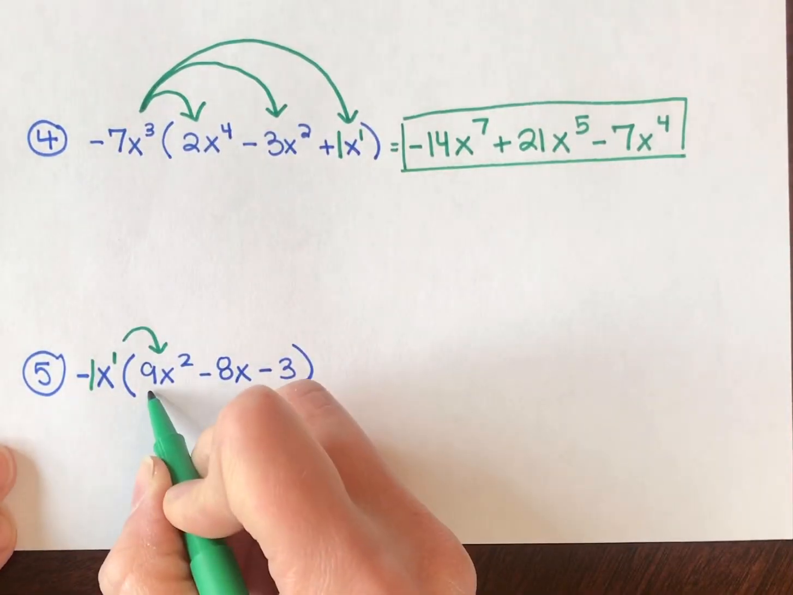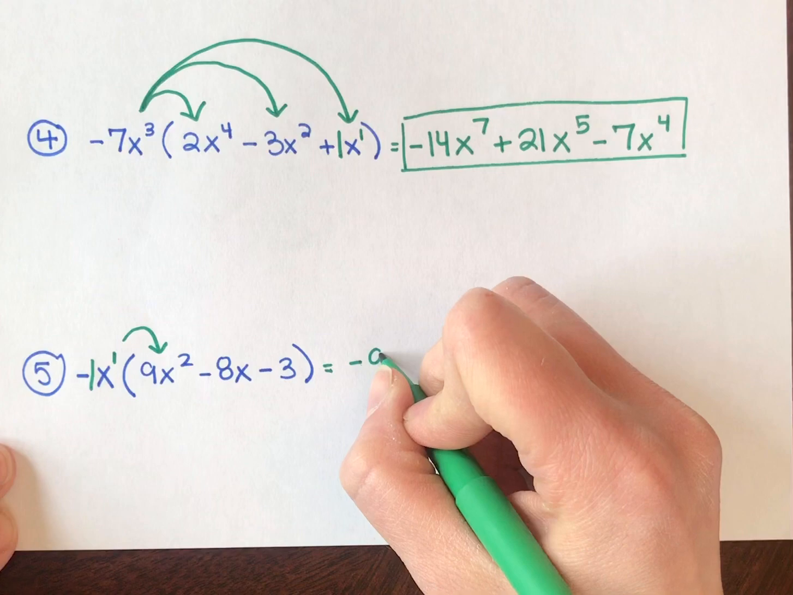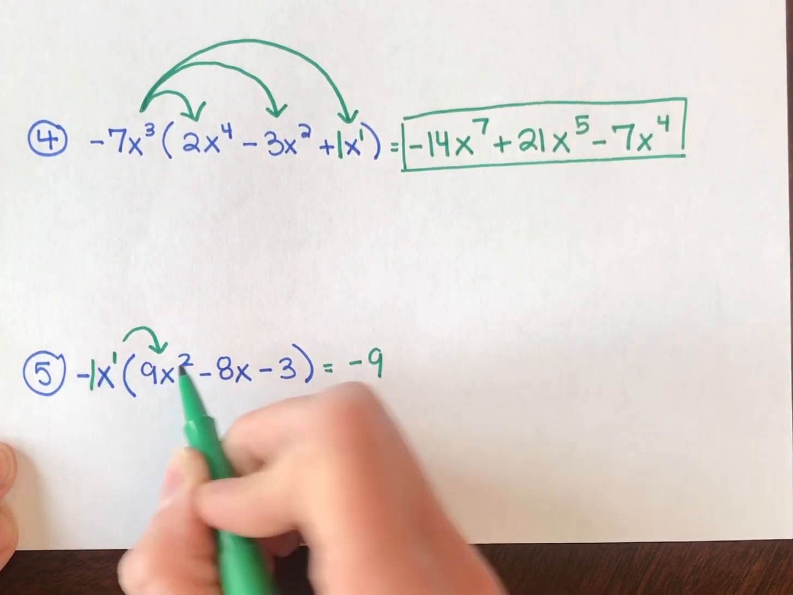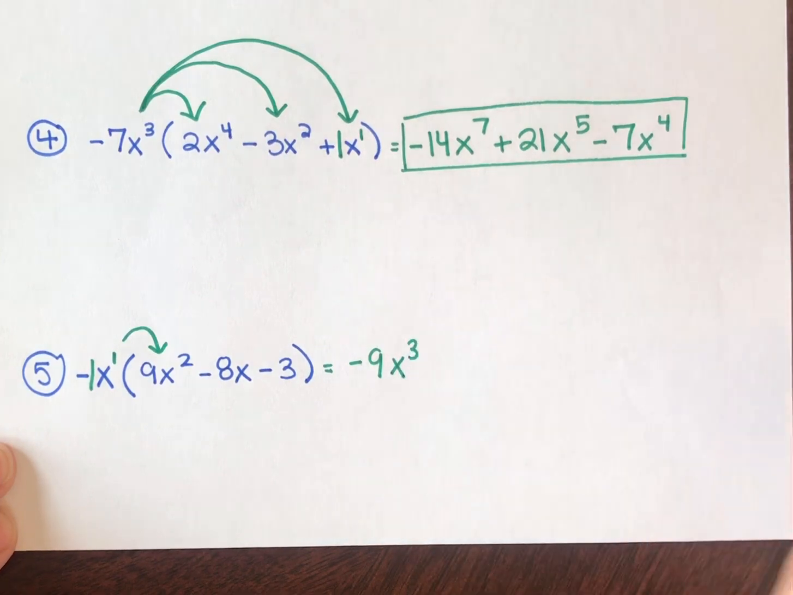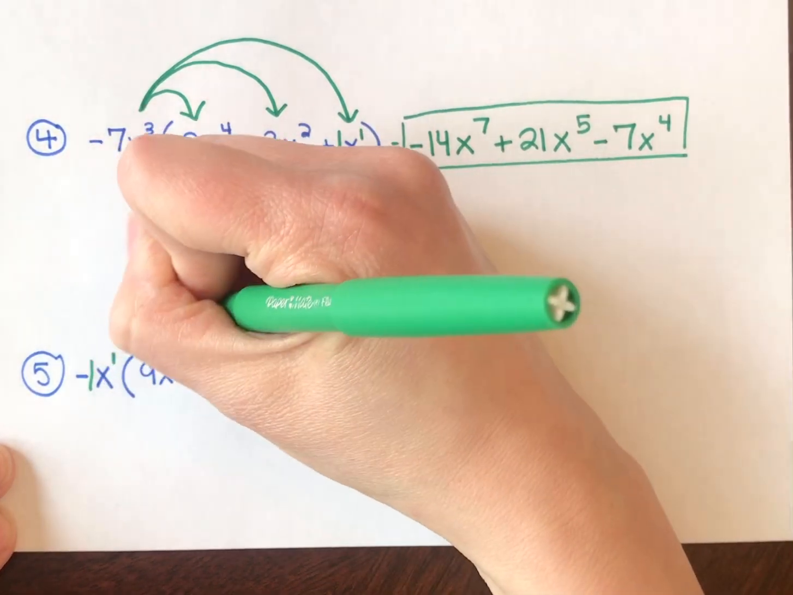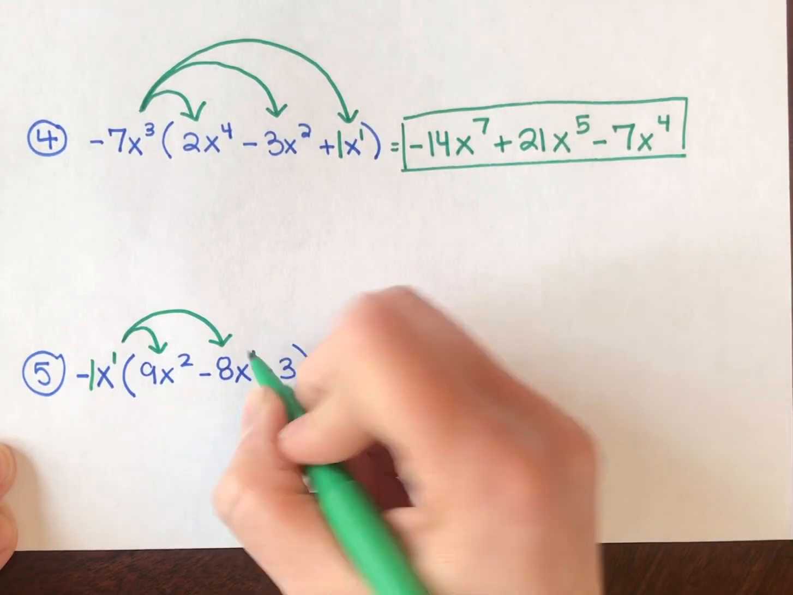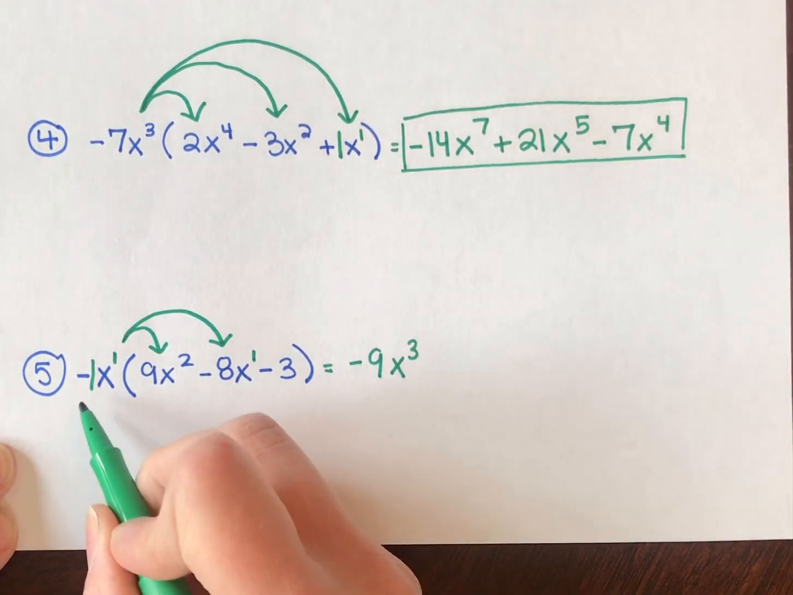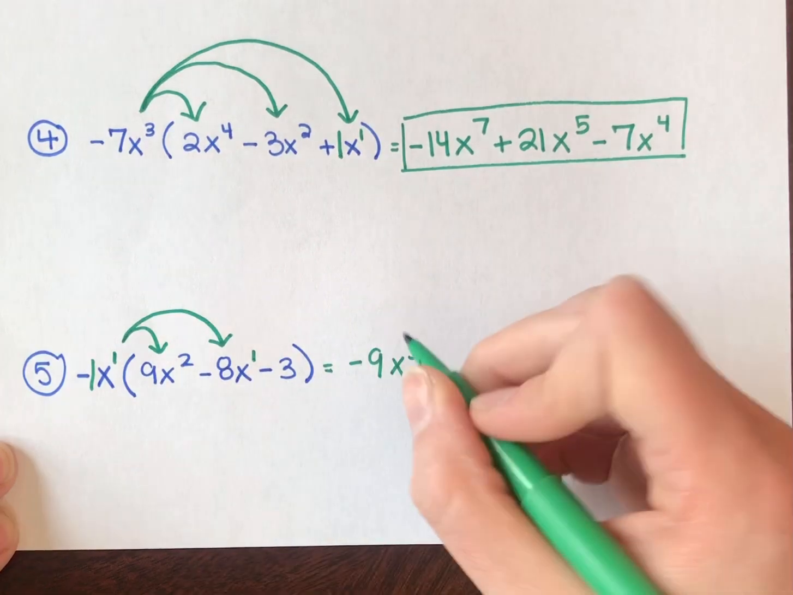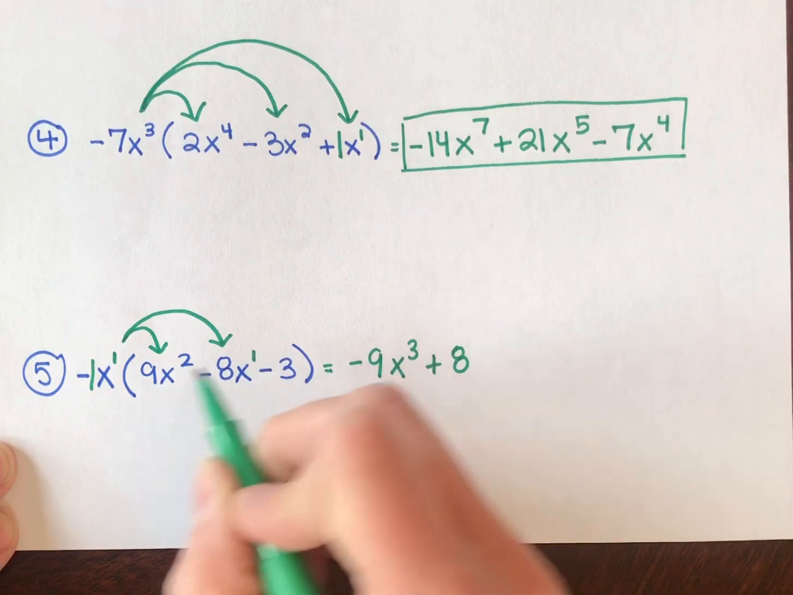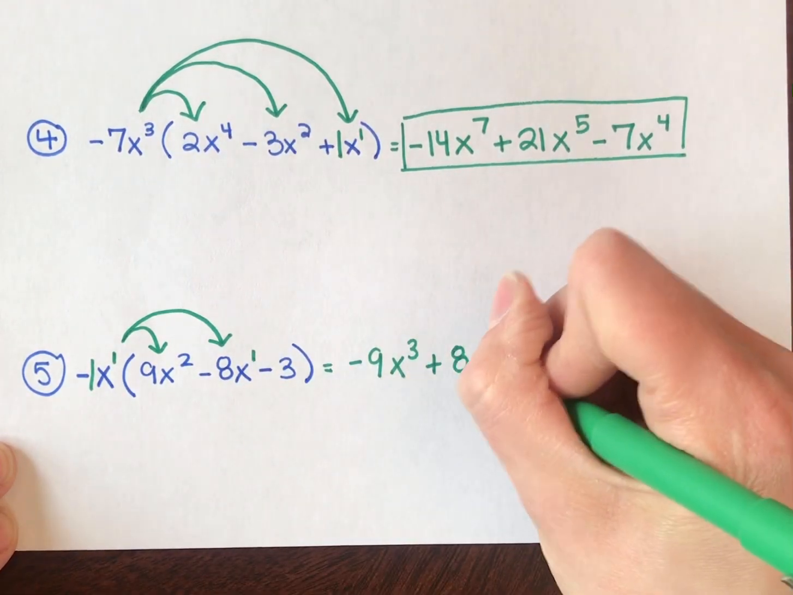Well, negative 1 times 9 is a negative 9. X to the first times x to the second, well, I'm going to add 1 plus 2 and get an x to the third. If I distribute to my second term, that's just a negative 8x. I'm going to put a 1 in there so I don't forget. Negative 1 times negative 8 is a positive 8. X to the first times x to the first, I'm going to add 1 plus 1 and get x to the second.